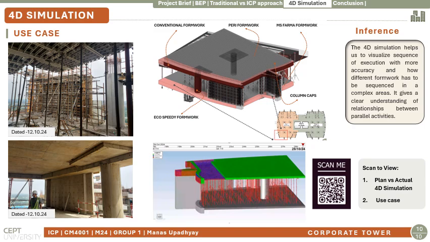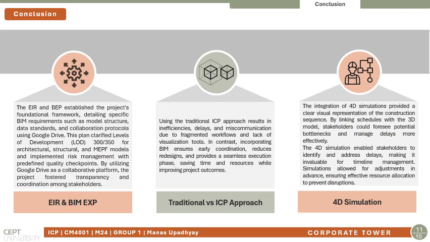Basically, this 4D simulation helps us visualize the sequence of execution with more accuracy, and how different formwork has to be sequenced in a complex area. This is a QR code where you can see the video of our use case and the 4D simulation of plan versus actual, which will make clear how this workflow will go throughout the project. Now moving to the conclusion.